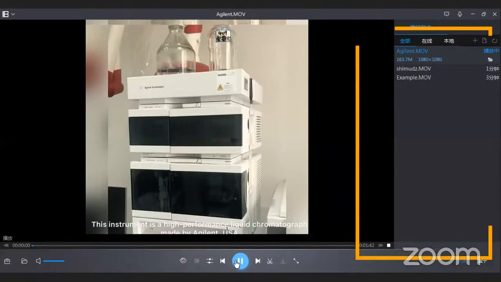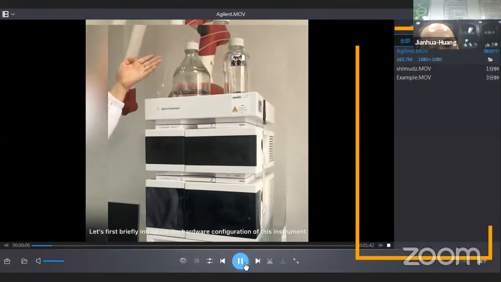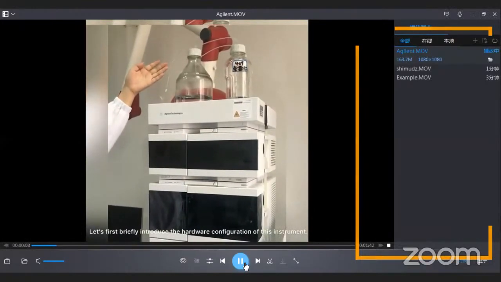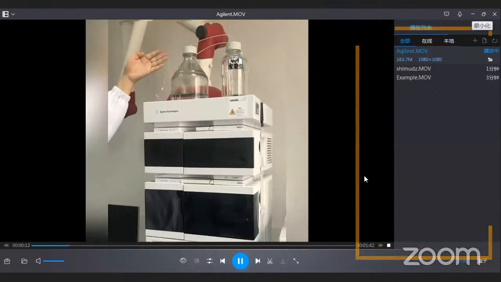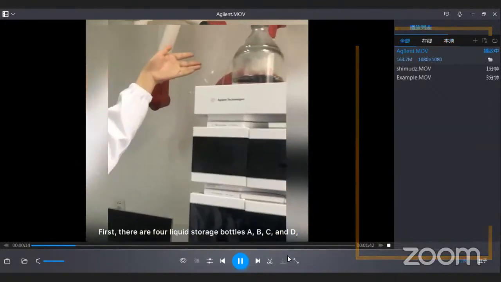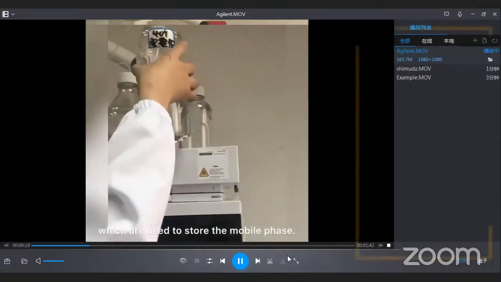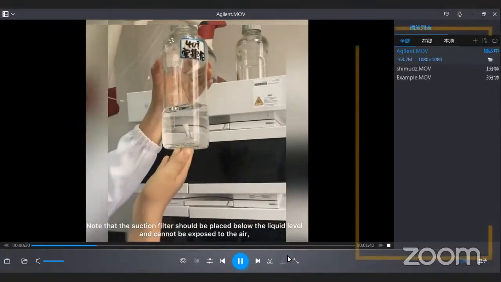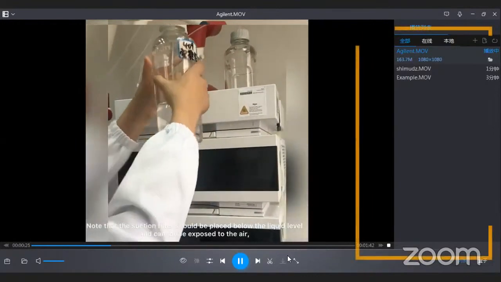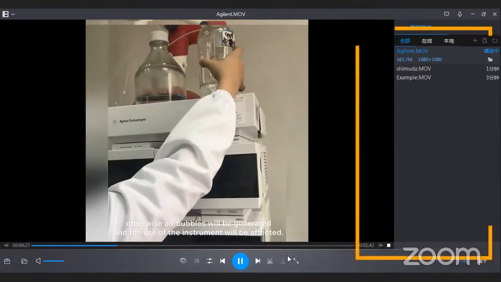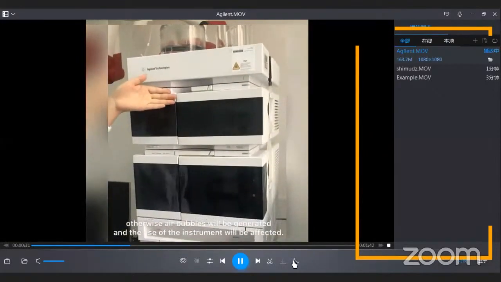This instrument is a high-performance liquid chromatograph made by Agilent, USA. Let's first briefly introduce the hardware configuration of this instrument. First, there are 4 liquid storage bottles A, B, C, and D, which are used to store the mobile phase. Note that the suction filter should be placed below the liquid level and cannot be exposed to the air, otherwise air bubbles will be generated and the use of the instrument will be affected.